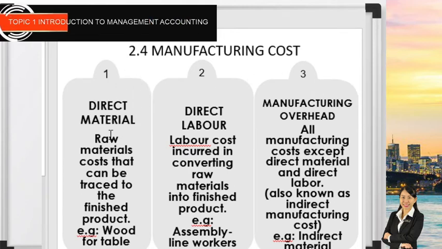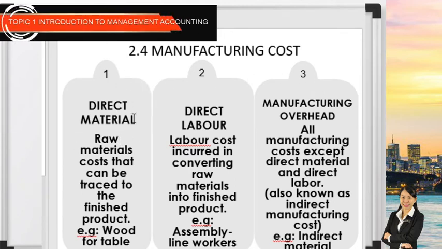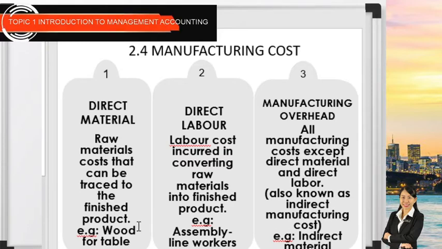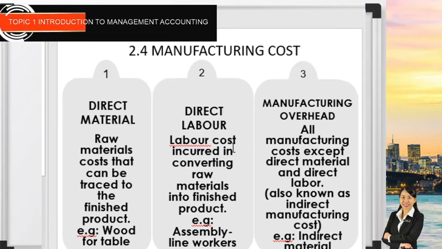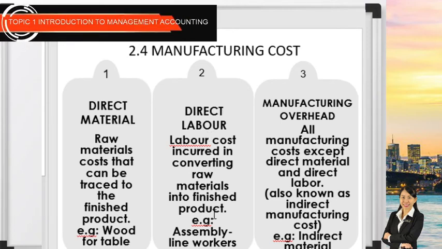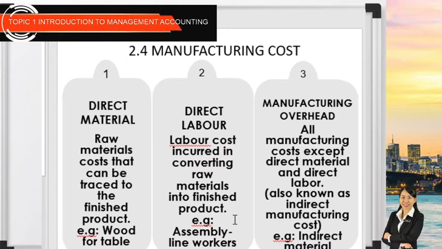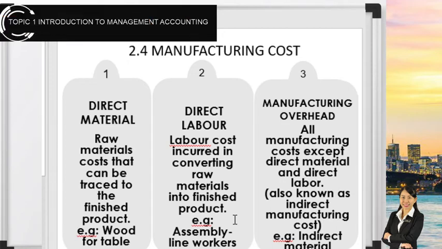First, direct material. Direct material, or in bahasa Melayu we call it bahan mentah langsung, means raw material that can be tracked to the finished product. Contohnya, kayu yang digunakan untuk buat our main product, meja. Continue, direct labor. Labor cost that is incurred in converting our raw material into finished product. In bahasa Melayu, buruh langsung ya. It means pekerja yang terlibat secara langsung in converting our raw material to end product.